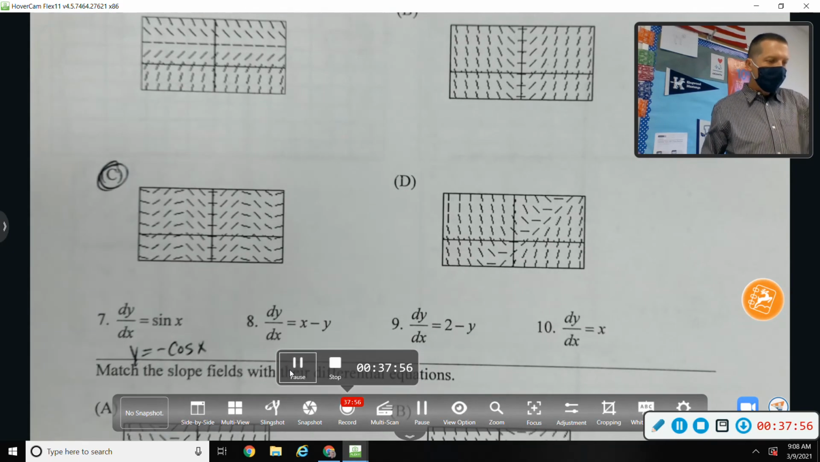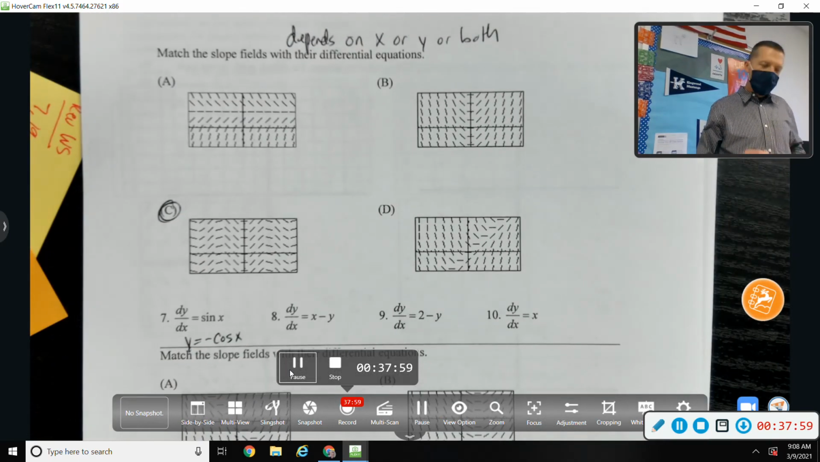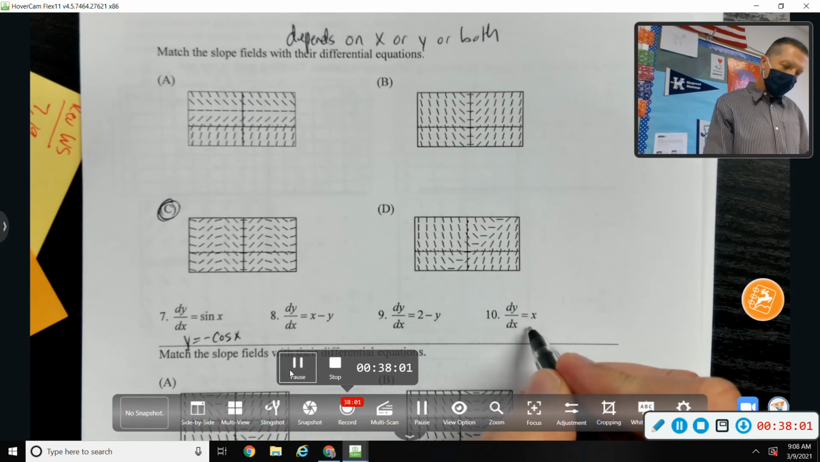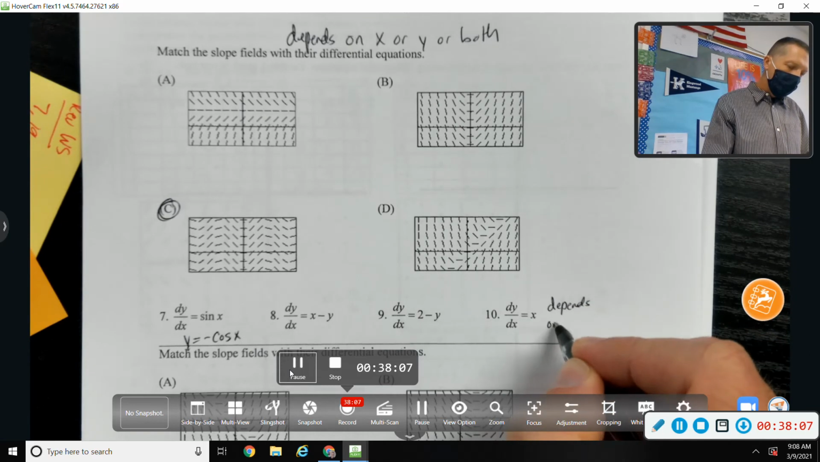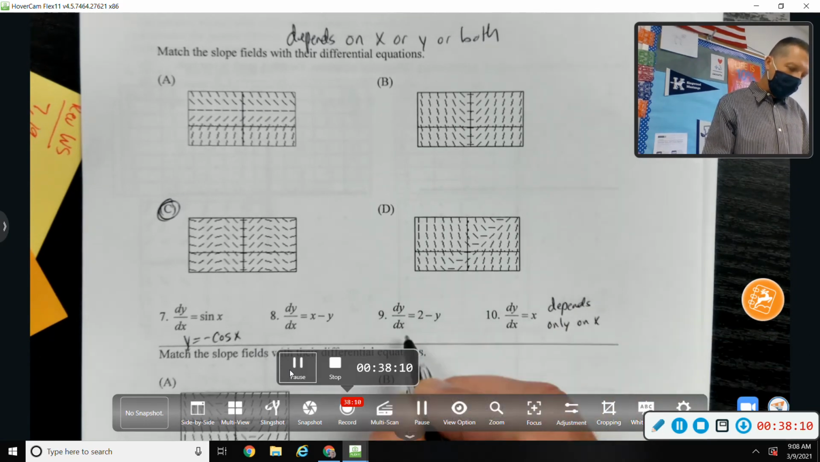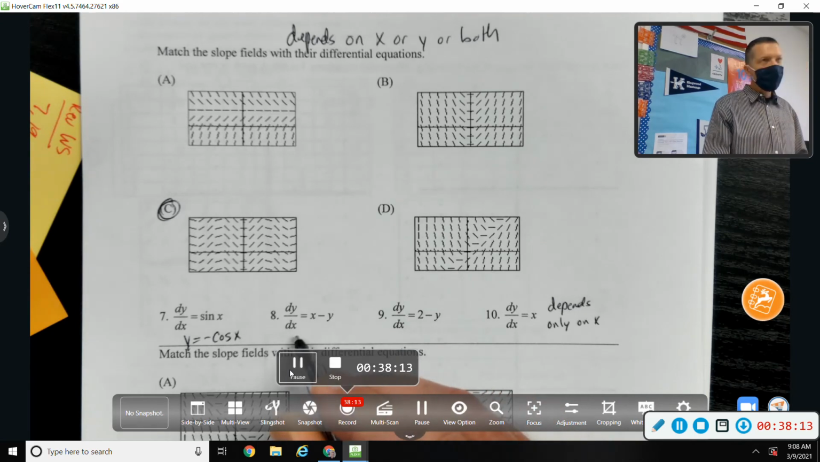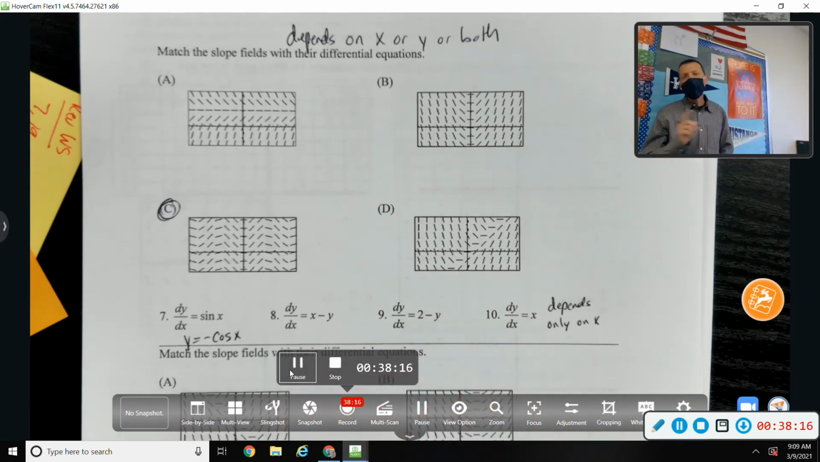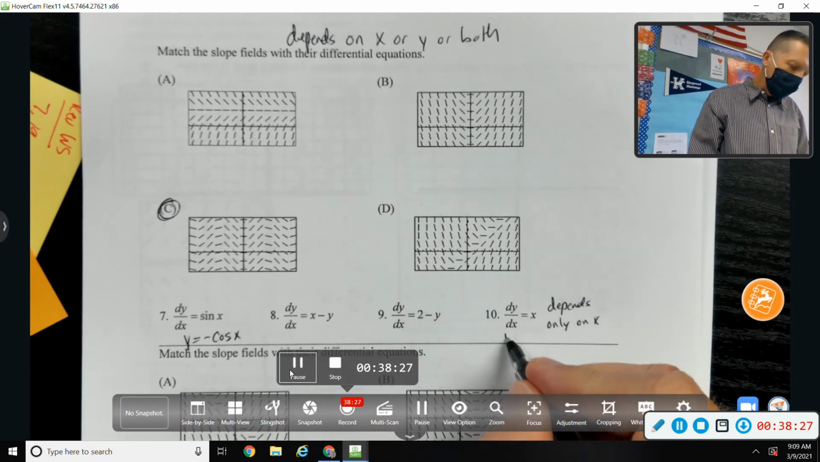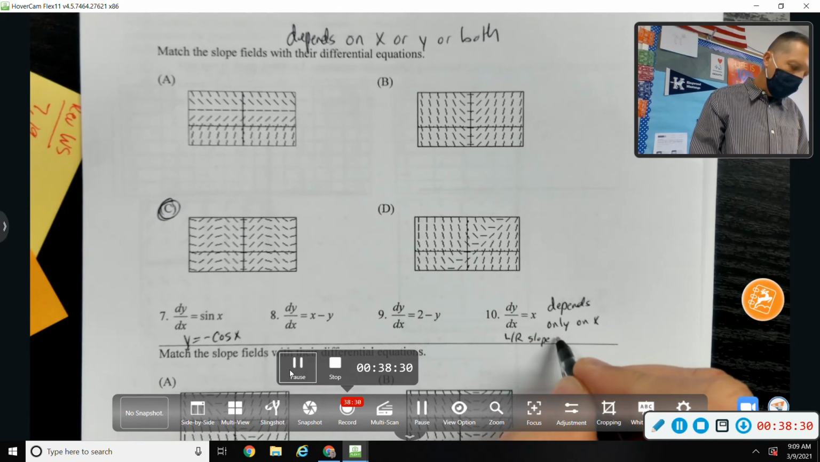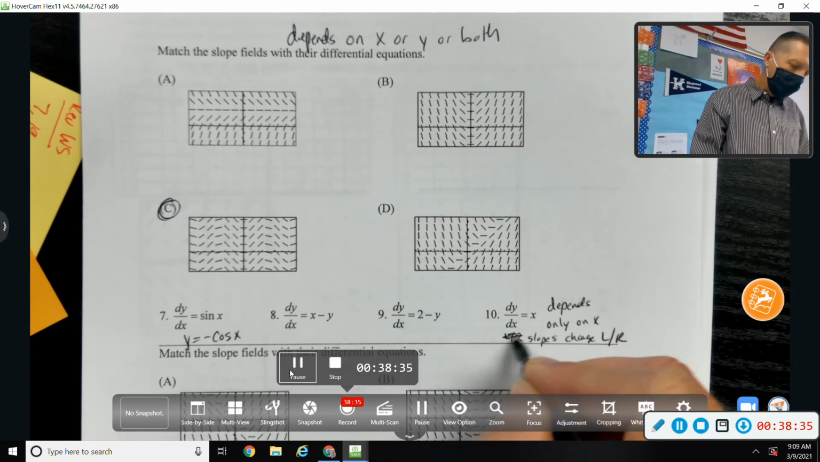I think let's start with number 10, because that looks to be the easiest one. So number 10, dy/dx equals x. So that depends only on x. In fact, number 9 depends only on y, and number 8 depends on both. So if I'm careful, I can probably eliminate them based just on, does it depend on x or y or both? So number 10 depends only on x. That means as I move left to right, the slope should change.